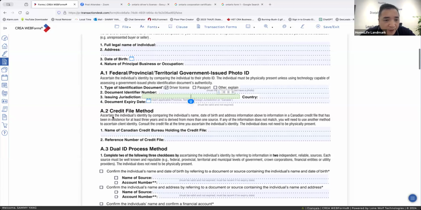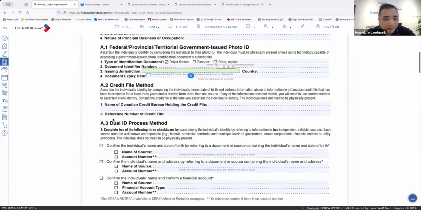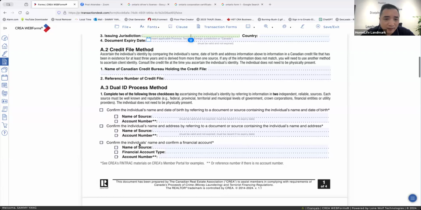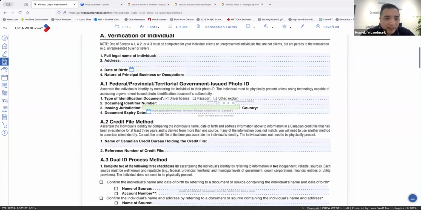Then you need to go to A2. Remember, A1 is the first primary. If you don't have A1, then we go to A2. If the client says, no, I don't have a credit report file anyway, then you can go to A3. So if you cannot provide A2, then we go to A3, dual ID. For dual ID, usually we use the bank, CRA, utility company letter or mail to verify the client.